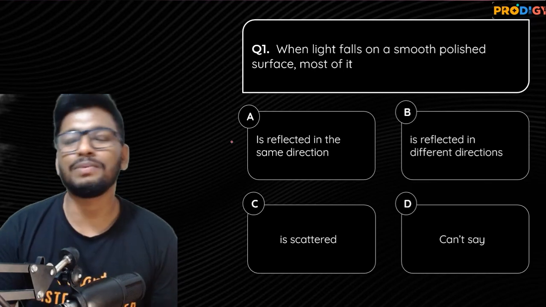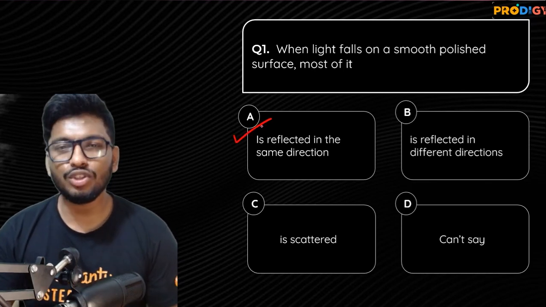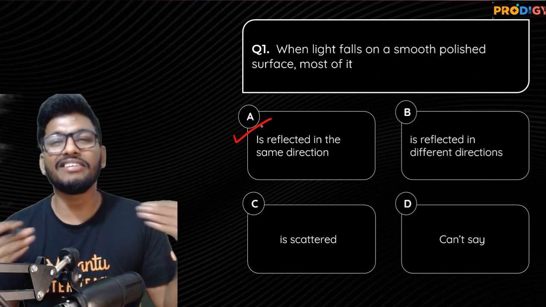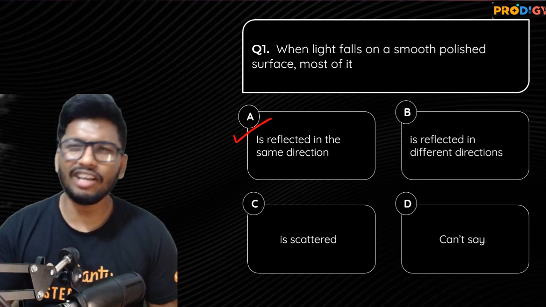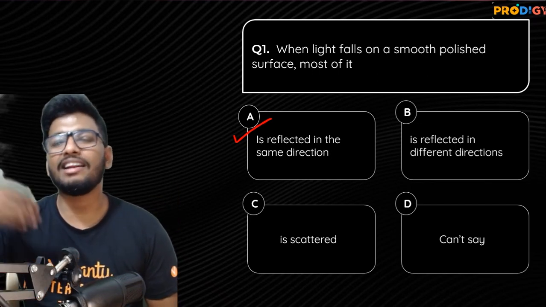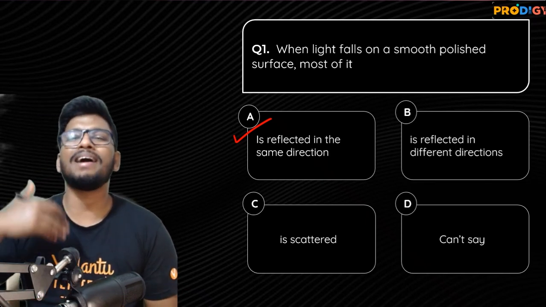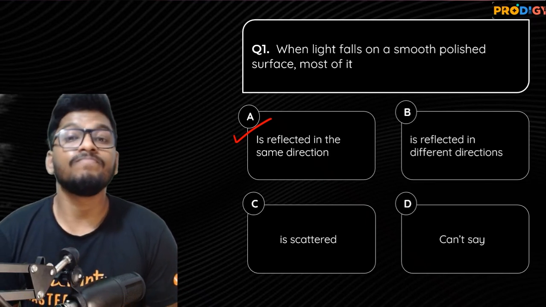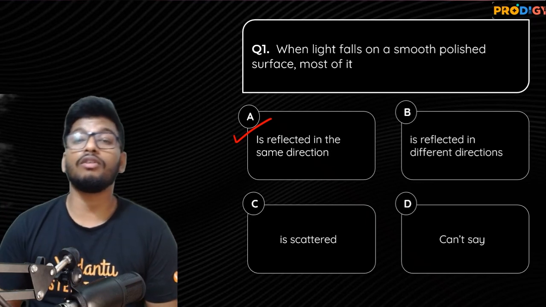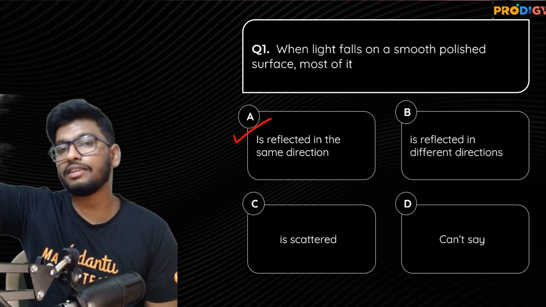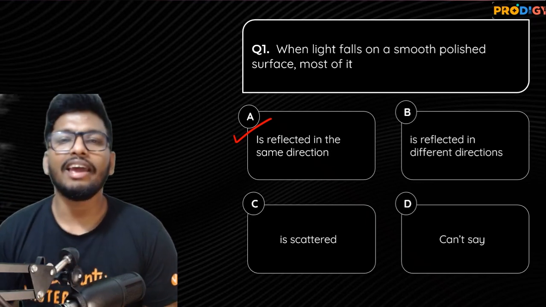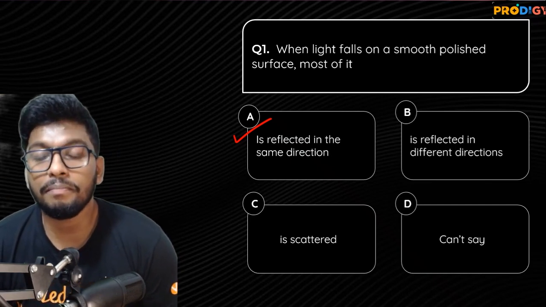It's going to be option number A, because when you have a smooth surface, it's going to be a regular reflection, and in regular reflection, the rays of light are going to be parallel. The reflected rays of light are going to be parallel to one another as well. So over there, you would see that most of the ray of light would get reflected back in the exact same direction if it falls on a plane mirror.